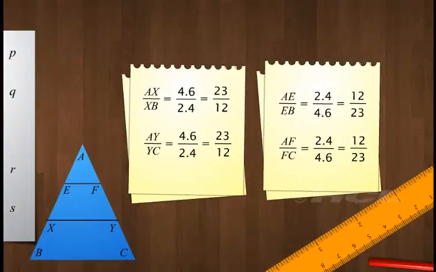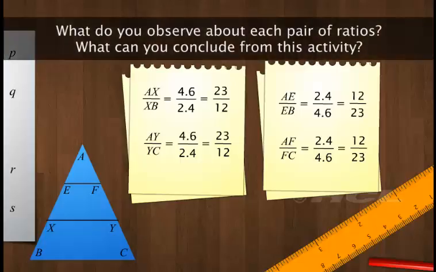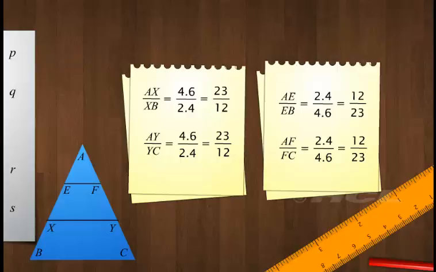Look closely at the two pairs of ratios. What do you observe in each pair? What can you conclude from this activity? The ratios in each set are equal.